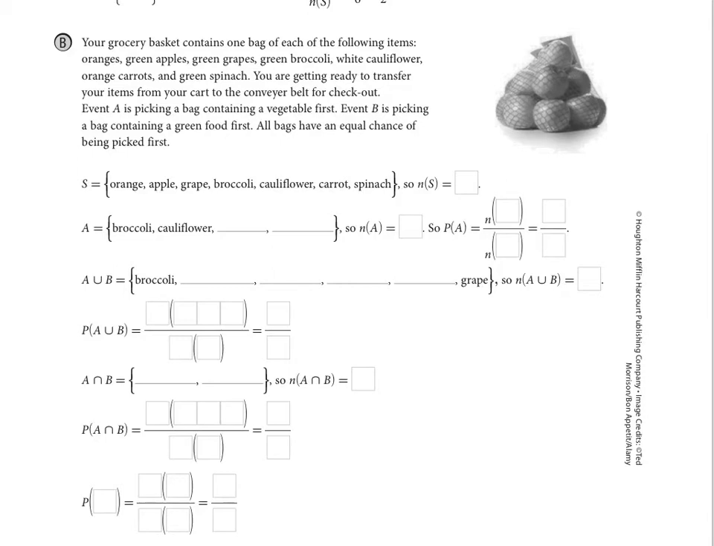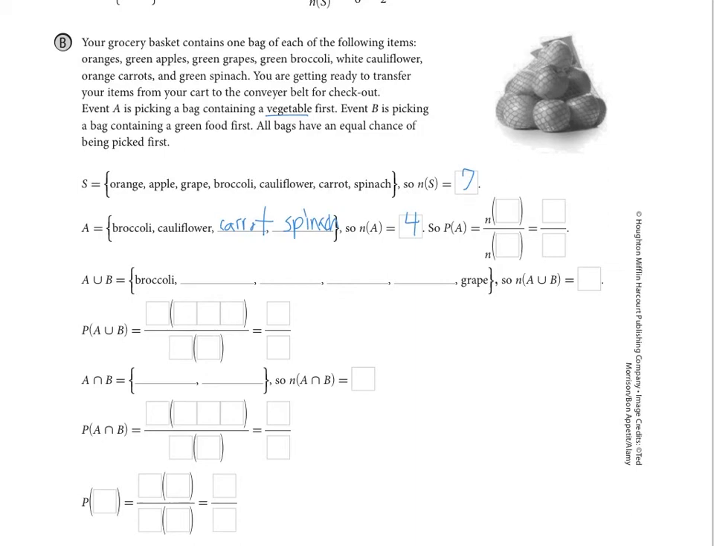So S, of course, is the list of all the different possible fruits and vegetables that we have in our cart, and there are 7 of them. So the number in that sample space total is 7. Probability A, remember, is choosing a vegetable first. So the vegetables out of this sample space are broccoli, cauliflower, they've started the list for you, but we also have carrot, and we have spinach. And so the number of items in that set is, of course, 4.